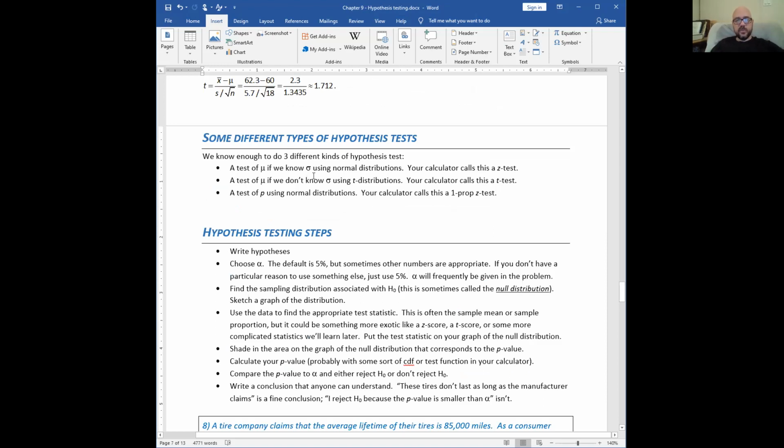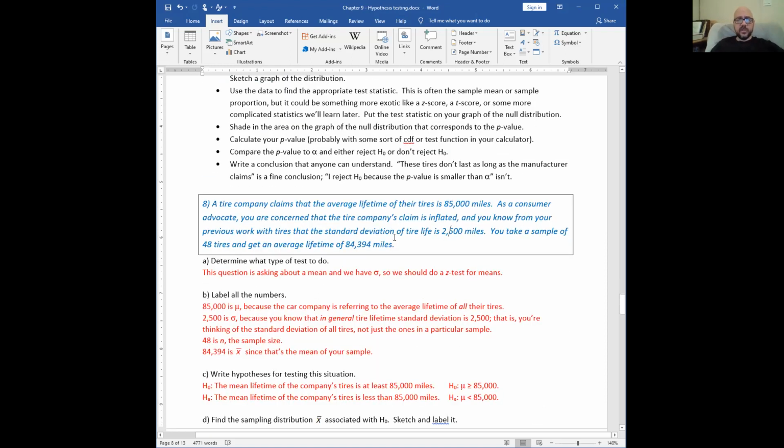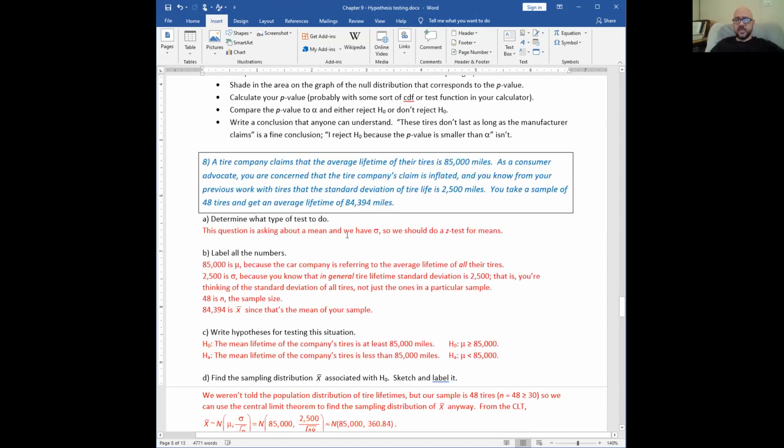Test of mu if we know sigma using normal distributions. Calculator calls this a z-test. I'll show you how to do that on your calculator in just a second. But I want to show you how to calculate the p-value first. So the question is asking about a mean. We have sigma, so we should do a z-test for means.